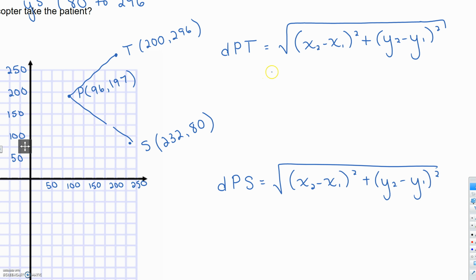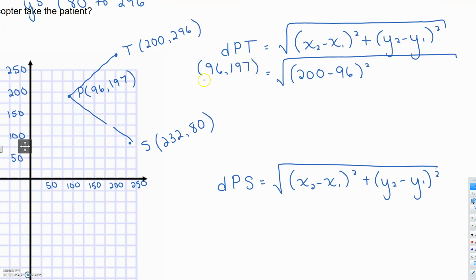So point P and T, make sure you use the right coordinate. We're going to subtract our x's. So I'm going to start by subtracting 200 minus 96 squared. I always also like to rewrite my coordinates right underneath. It takes 2 seconds to do it, and this way you won't make any mistakes. And I'll tell you why I do that. Because if I started with point T and subtracted 96, I need to start with 296 and subtract 197. So this gives me the order of which I'm doing things.